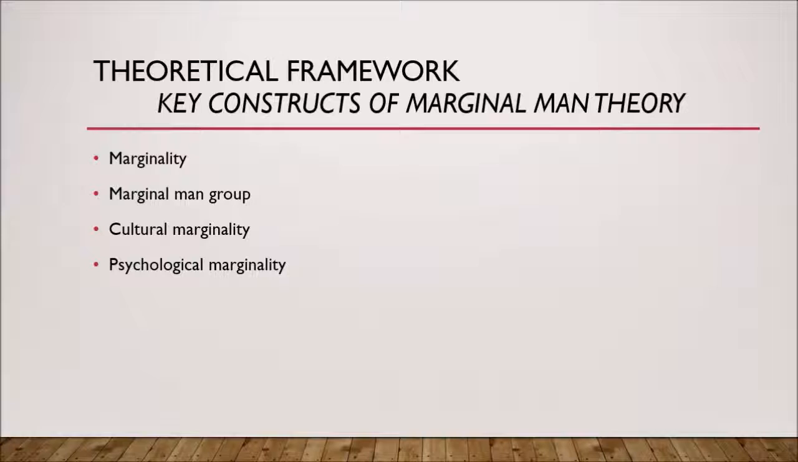And so they may come together and feel some camaraderie with each other, but they all share these same characteristics and attitudes. And then social marginality can be thought of as the patterns of social behavior that exist either within the marginal man group or between the marginal man group and the members of the dominant culture. So the interaction and how those two people interact.